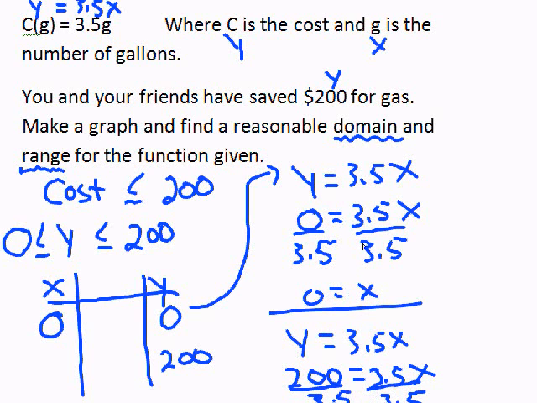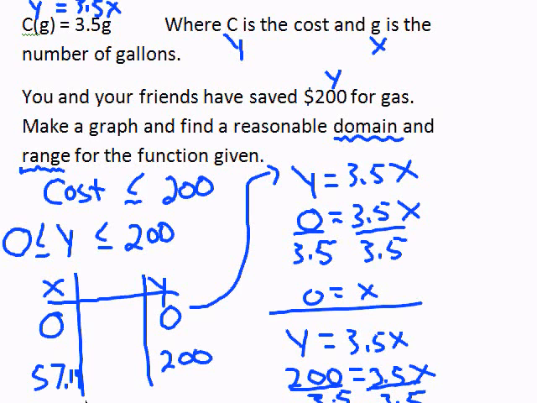and we get a fairly random number. It's 57.14. The question before we write that down is, can you have 57.14 gallons? The answer is yes, because you can have any number of gallons, including decimals. They don't just make you buy a whole number of gallons. So we have 57.14.